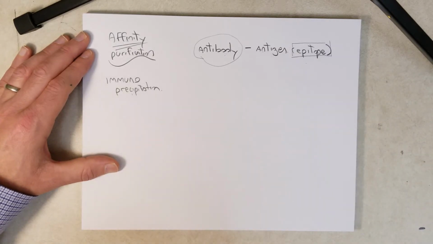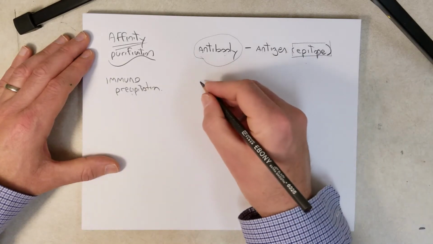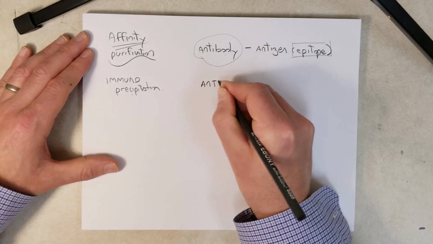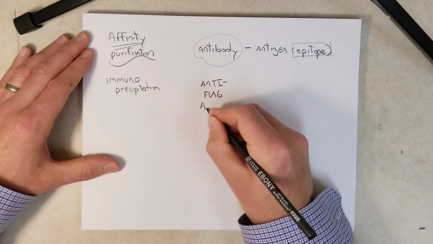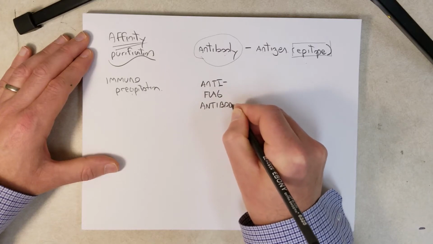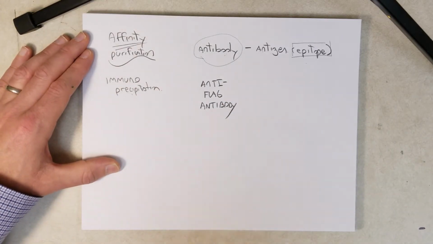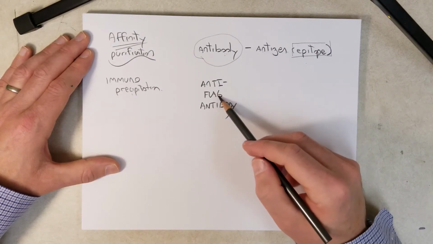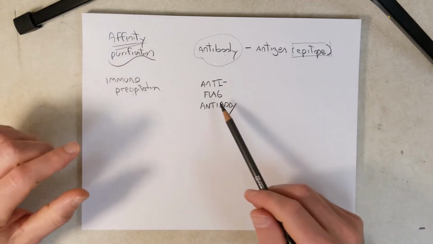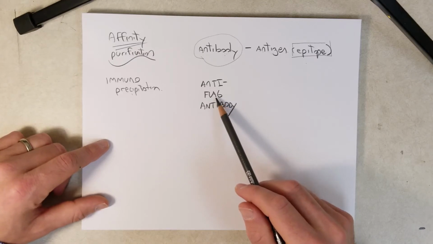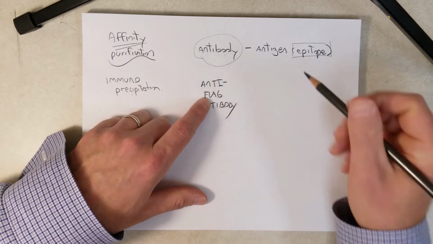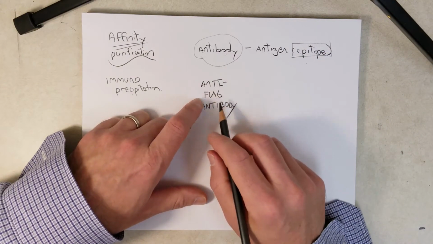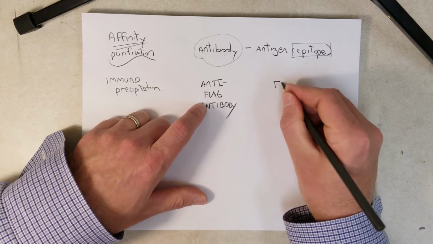So I'm going to focus on a very specific example that is very common in molecular biology. We are going to use an antibody called the anti-FLAG antibody. Now, FLAG is an epitope sequence, and I should actually look up the history of whoever discovered this FLAG epitope, shouldn't I? But the epitope that is recognized by the anti-FLAG antibody is called the FLAG epitope.